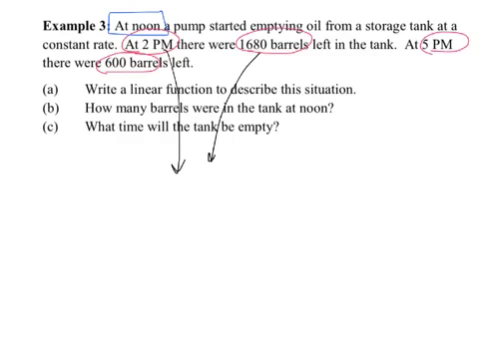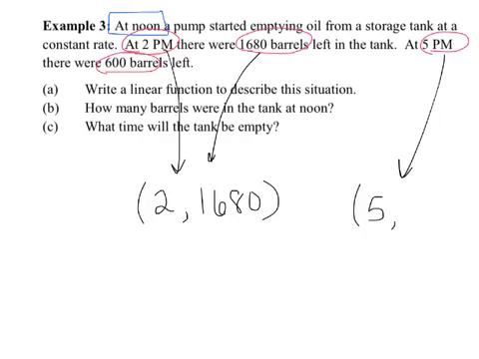Why am I putting 2? Because we started at noon, so 2 p.m. is the value of hours that have gone by, and after 2 hours, there are 1,680 barrels. Well, at 5 p.m., that means 5 hours have gone by, and after 5 hours, there are 600 barrels left. So we have 2 different coordinates in this problem, and that corresponds over here, by the way.